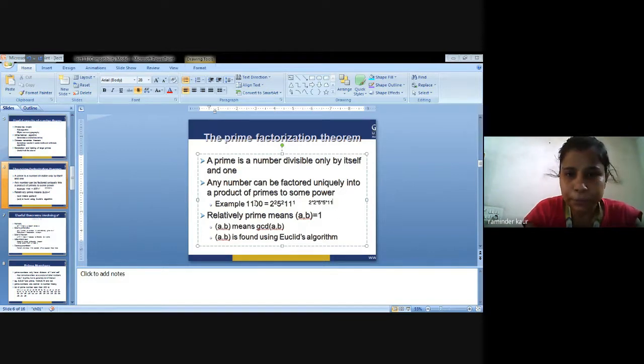For example, 1100 is given as 2 raised to power 2, 5 raised to power 2, into 11 raised to power 1. Relatively prime means GCD(A, B) is equal to 1, which means we can find the GCD of A and B using the Euclid theorem that we discussed in the lecture, I think 5th or 6th lecture.